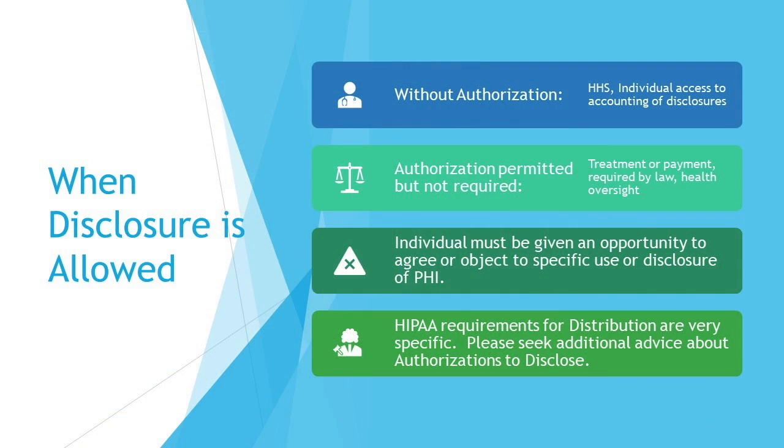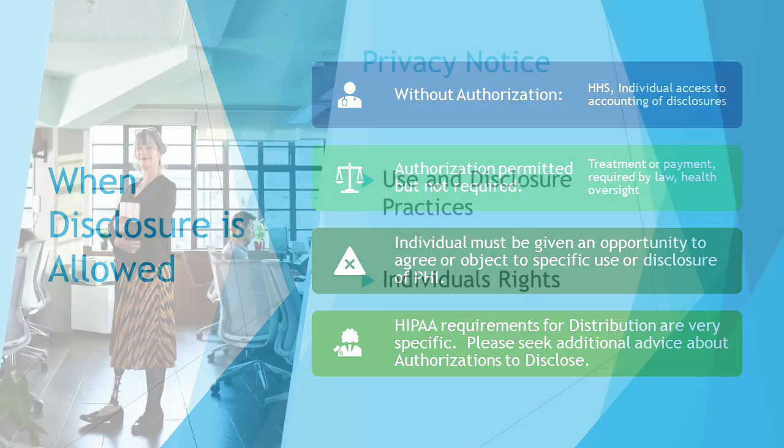Disclosure of PHI is only allowed without authorization when requested by Health and Human Services. Authorization is permitted but not required for treatment or payment, or when required by law. An individual must be given an opportunity to agree or object to specific use and disclosure. Requirements are very specific. Please seek additional advice about authorizations to disclose PHI.